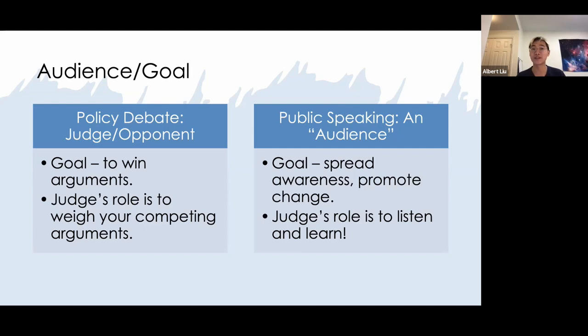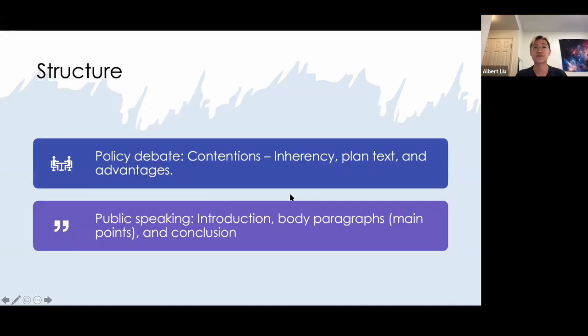And the judge's role in a policy debate, because you're trying to win an argument, is to weigh the competing arguments. Whereas inside of a public speaking setting, your judge's role is really just there to listen and learn. This is important because this has implications on how you write your speech and the structure of your speech and what you include in your speech itself. We'll go over this in the next slides.